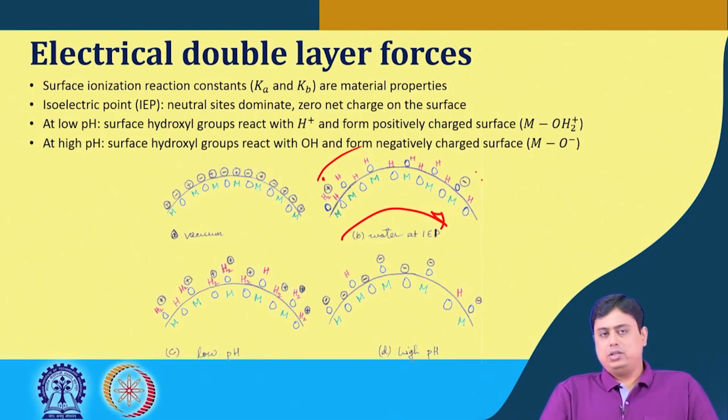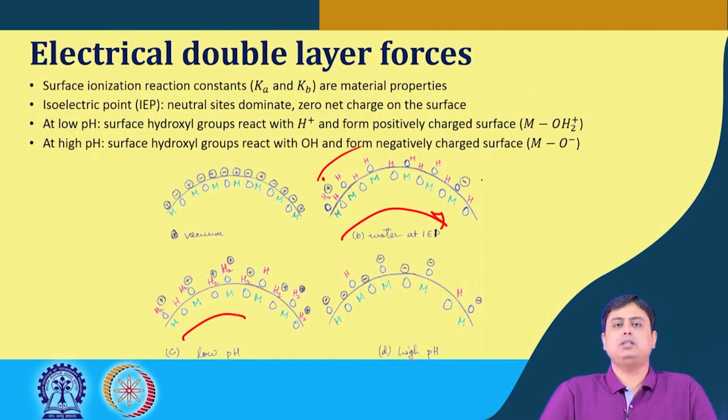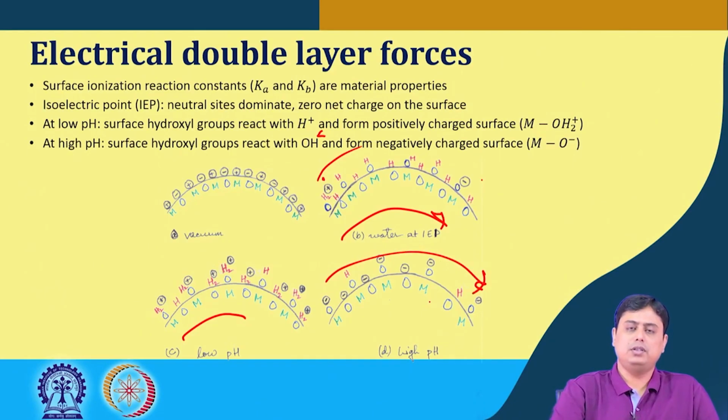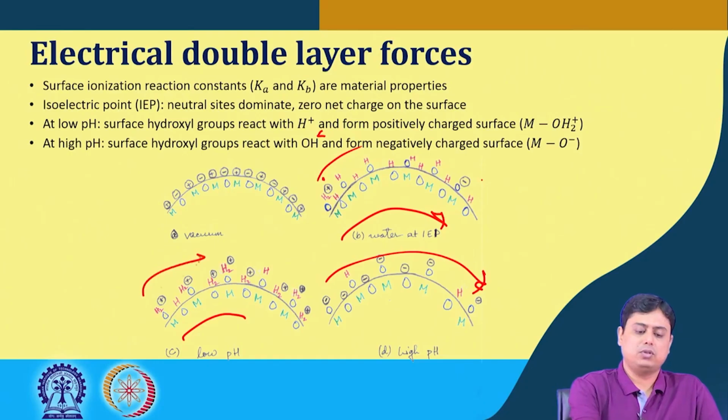But at low pH, the surface hydroxyl groups, as I mentioned, will react with H plus and form the positively charged surface. This is the low pH case, which means the acidic medium. And at high pH, these hydroxyl groups will react with OH minus and will form a negatively charged surface, which is MO minus. So here we have negatively charged surface, and here we have positively charged surfaces.